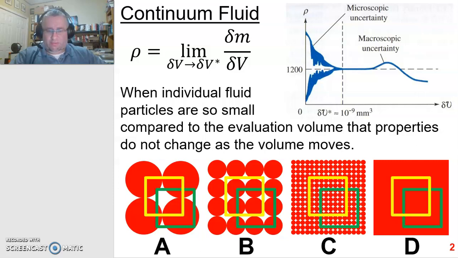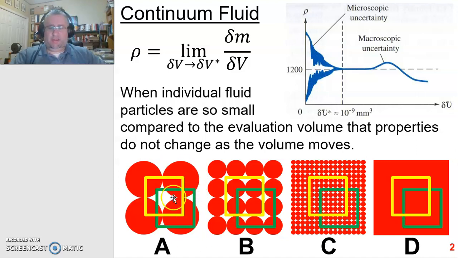So I'm looking down at the fluid with a lot of zoom, and B, I'm looking at it from slightly farther away. C is even further away, and then D, I'm looking at it from a perspective that I can't see any of the individual particles.